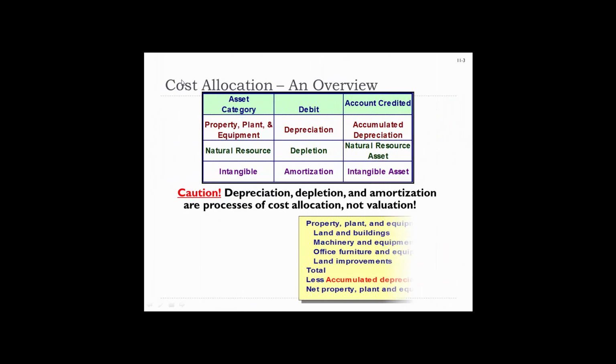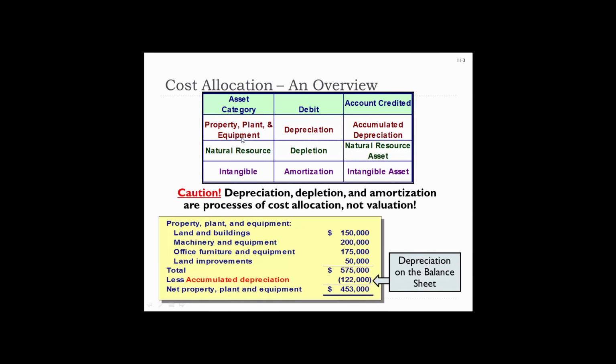So here's a cost allocation overview. If it's plant, property, or equipment, which we've done some of this already, it is called depreciation. You're going to debit depreciation, and you are going to credit accumulated depreciation, and it might be depreciation equipment, accumulated depreciation equipment, or property or plants. If it is a natural resource, then you are going to debit depletion, credit natural resource asset. And if it's an intangible, you're going to debit amortization, credit intangible asset.